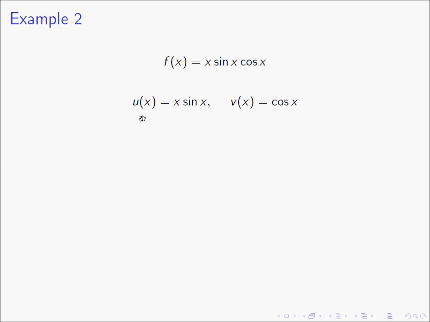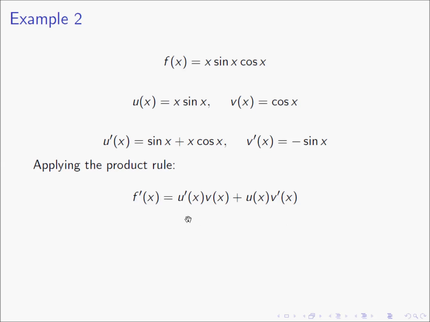We need to find the derivatives of these functions. U prime of x we found in example 1. We found that the derivative of this function is sine of x plus x cosine of x. And v prime of x is minus sine of x, because v of x is cosine of x.